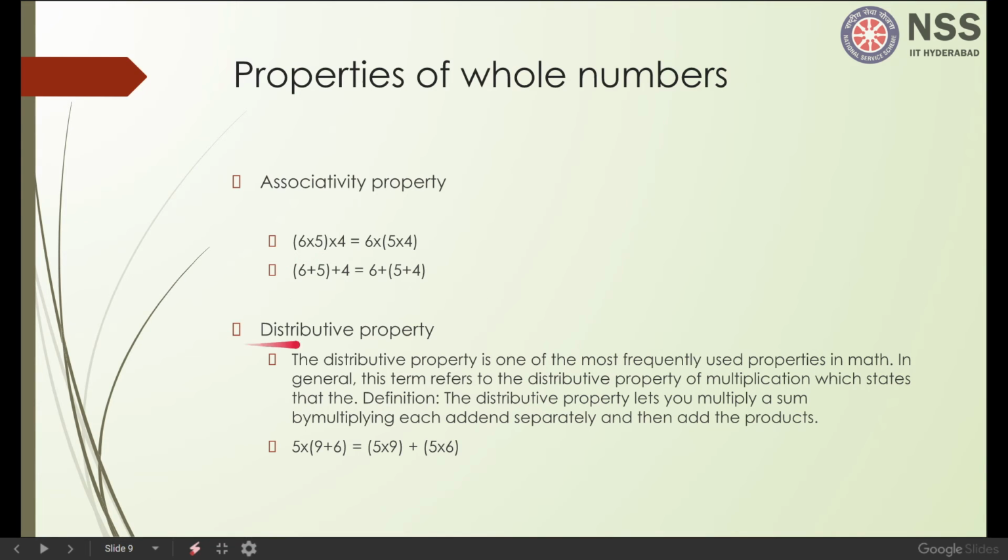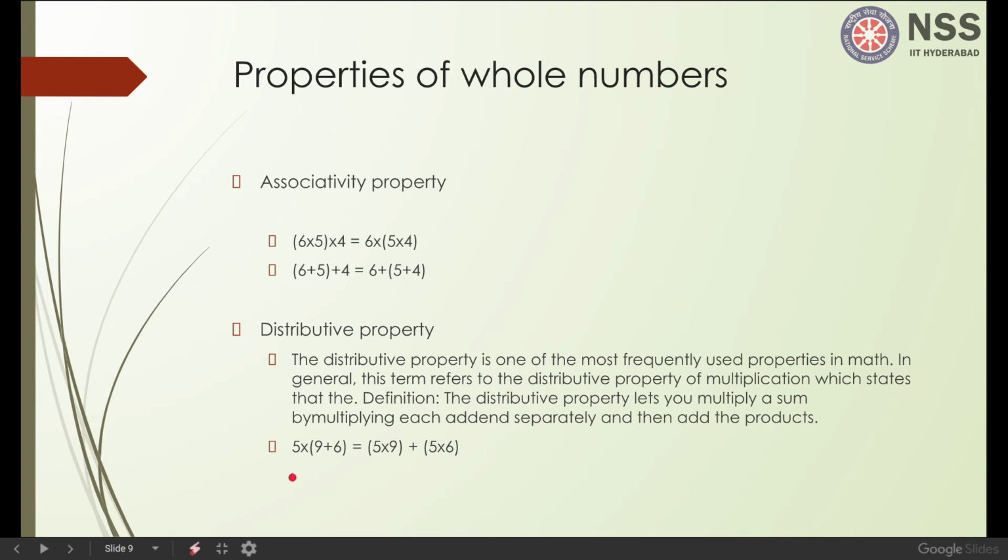Let us understand distributive property. In distributive property, it states that if we try to multiply a number with a sum of a few numbers, then it is the same as multiplying each of those numbers separately and then adding their products. Let's take a look at the example.